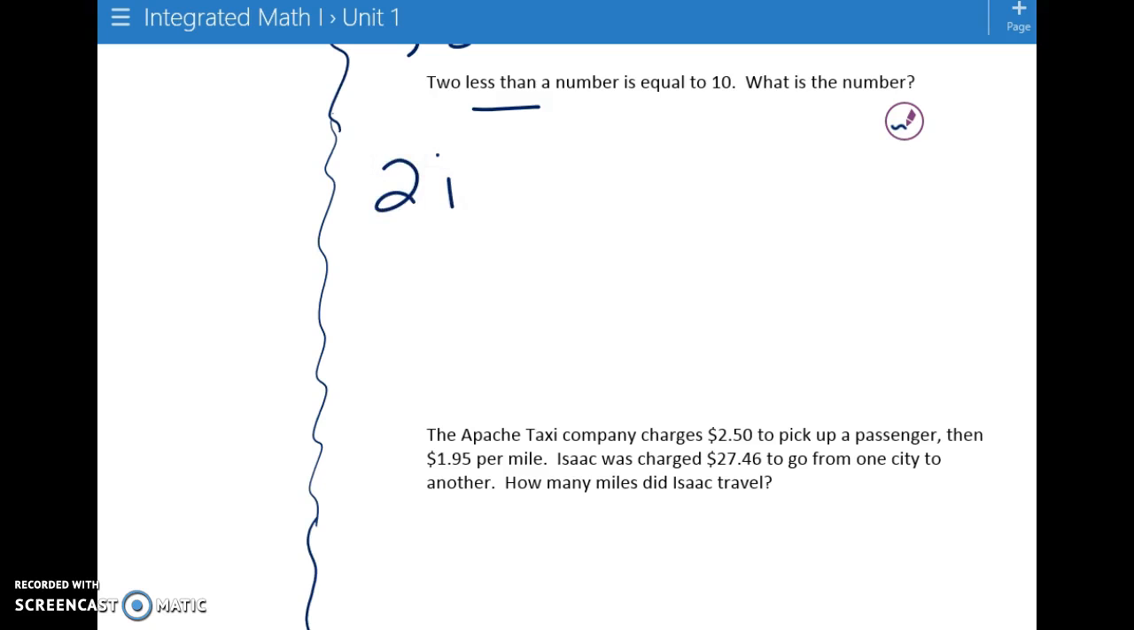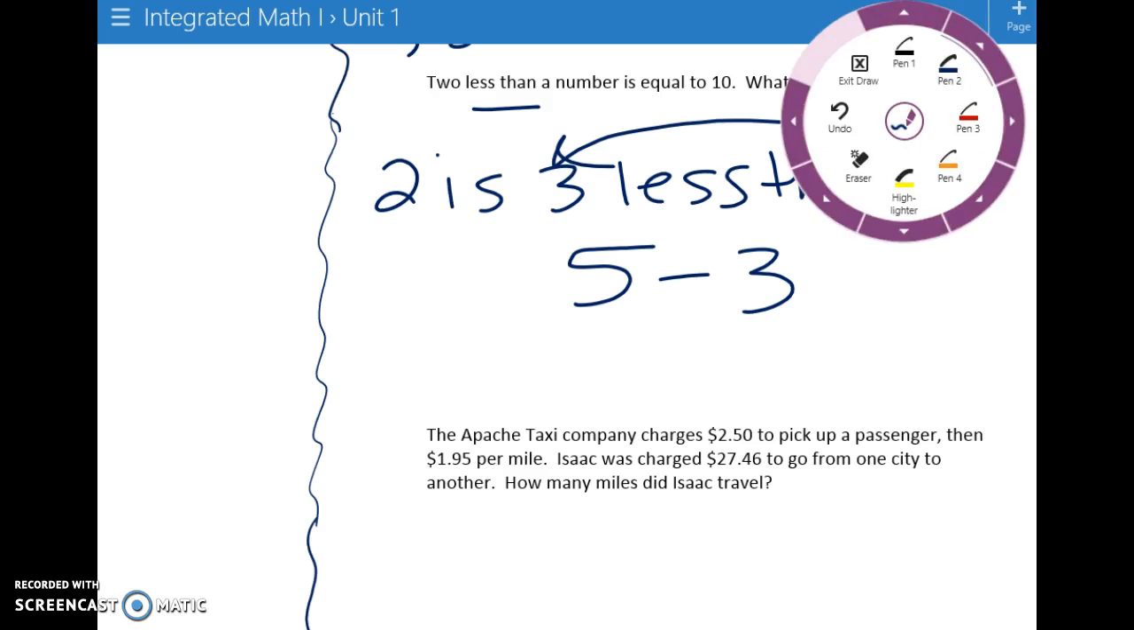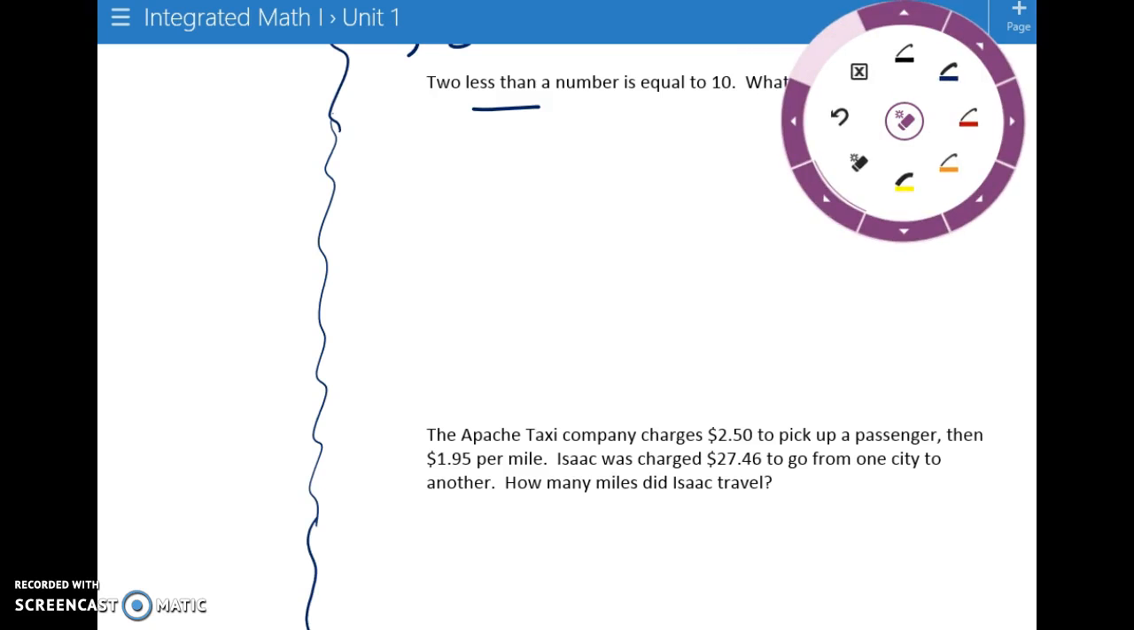2 is 3 less than 5. What did I do? I did 5 minus 3. I kind of switched the 5 and the 3. So less than is what we call a switcheroo word. So when they say less than, you actually switch the two numbers they're talking about.